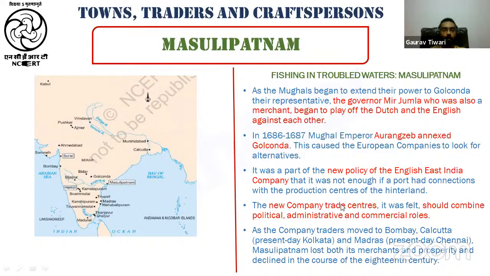So that is why this change in policy was important. This point was important to take care कि हाँ, इन लोगों को अपना commercial interest बनाना था, इसलिए इनने अपनी policies change करी. Now, as the company traders moved to Bombay, Calcutta, which is modern day Kolkata, and Madras, Masulipattnam lost both its merchants and prosperity and declined in the course of the 18th century. 18th century तक ये काफी decline में आ चुका था, क्योंकि बॉम्बे, कैलकाटा और मद्रास ये काफी prominence में आ चुके थे. I hope this is clear to all of you.